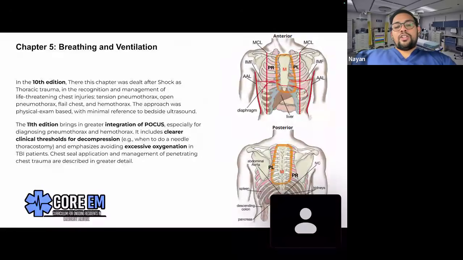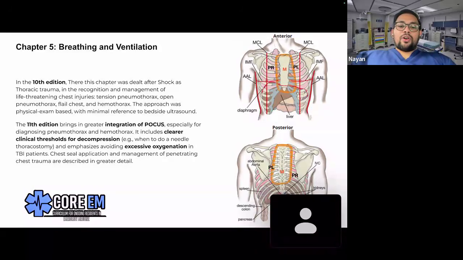So, the breathing and ventilation chapter. Previously, this was dealt with as a chapter on thoracic trauma after shock. Now here it is an entirely new chapter on breathing and ventilation. The previous chapter dealt with life-threatening injuries, chest injuries, and potentially life-threatening chest injuries, the big six, all that. Now they're different. This chapter deals with integrating focus in diagnosing the chest injuries, and they have clearly given the anatomical landmarks of the chest. So all of these are now explained very well.